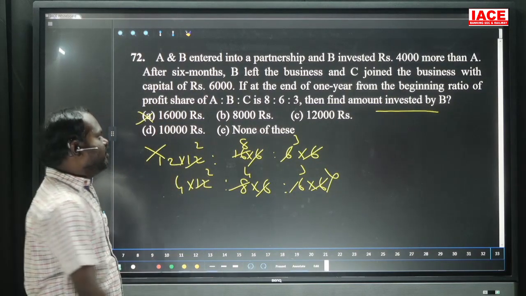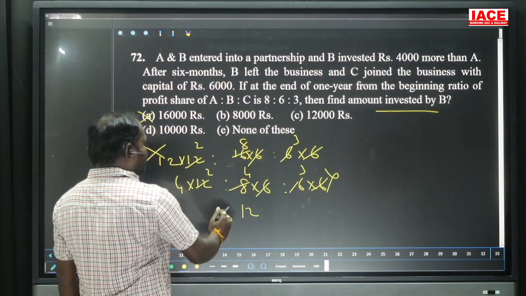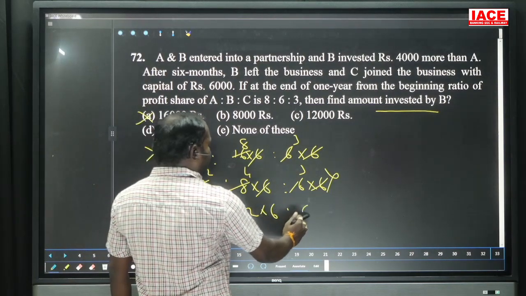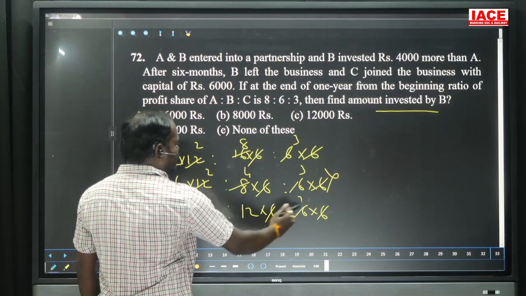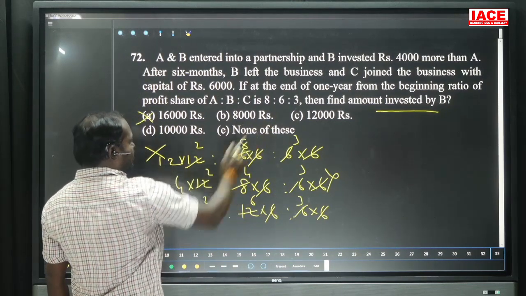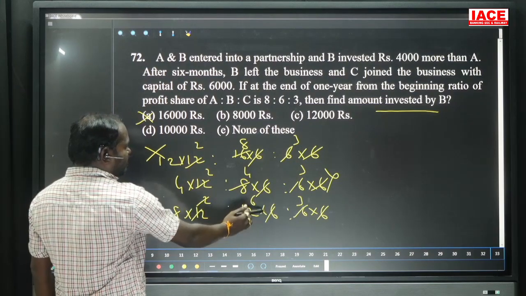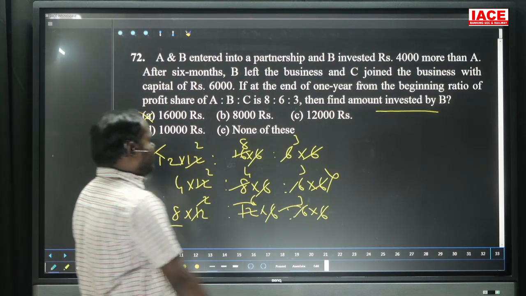Go for the third option. As per the third option, B value is 12,000. If it is 12, this should be 8 into 12 into 6. Here, 6 into 6. Anyway, 6, 6, 6 twos. Here 2 threes, 2 sixes. 3 and 6 okay. If it is 8, 2 threes, 2 sixes, 2 ones. So 8, 6, 3. 8, 6, 3. Clearly satisfied. Option C.